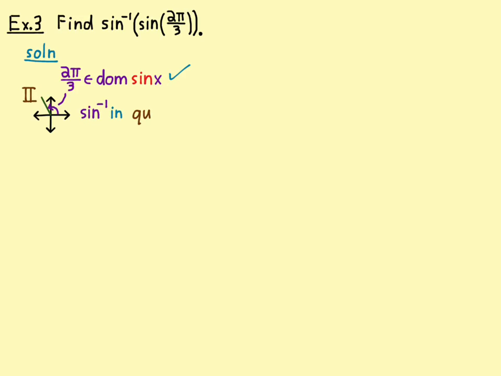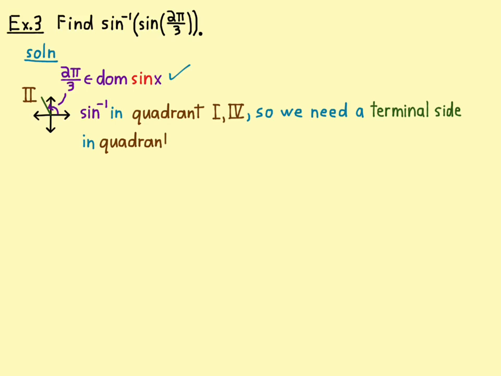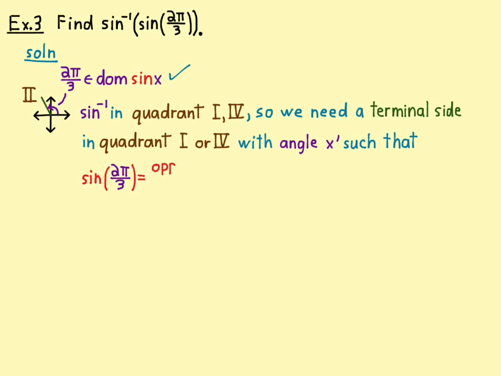I just graph in the CS plane, 2/3 pi. I find it's in quadrant 2. The sine inverse is in quadrant 1 or 4, so we need a terminal side in quadrant 1 or 4 with angles x prime such that sine of 2 pi over 3 equals opposite over hypotenuse equals sine of x prime.